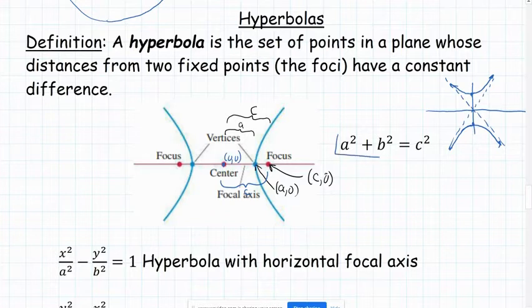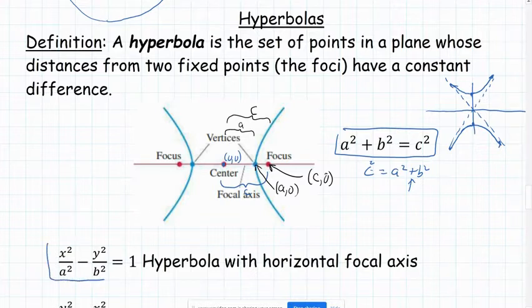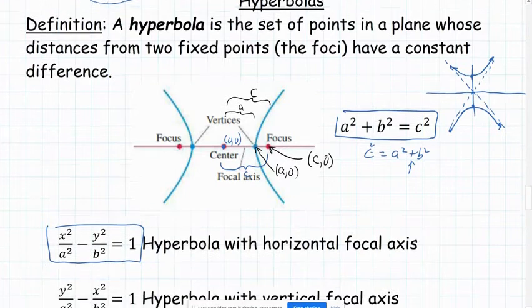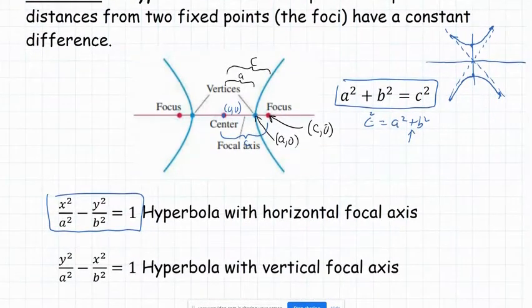This is the equation that we use to find C. So C squared equals A squared plus B squared. Remember, for ellipses, it was the difference between those, but here it's addition, not subtraction. Okay, so that's a difference in the equations. And this is the equation of a hyperbola if it has a horizontal focal axis.